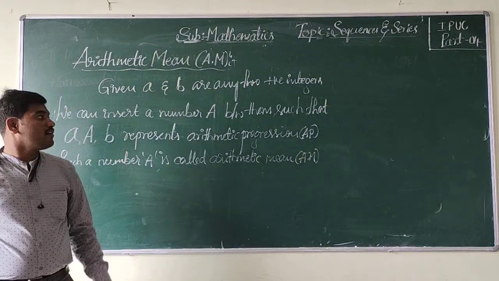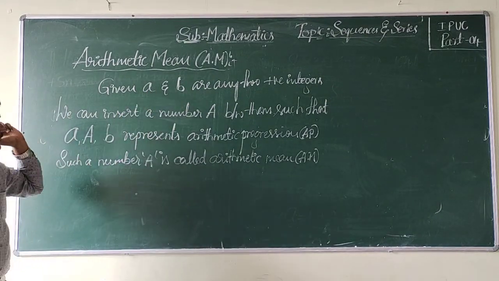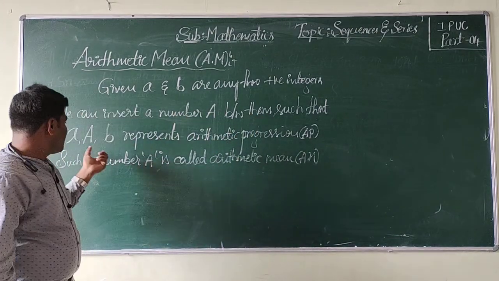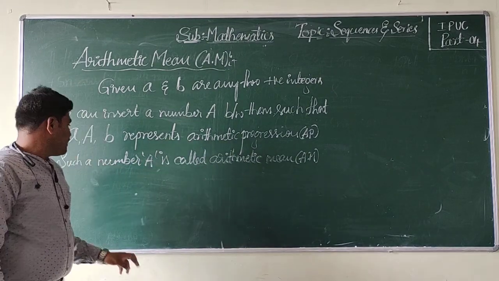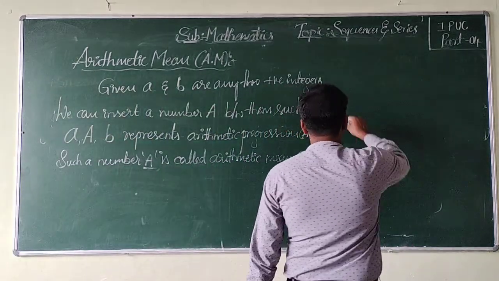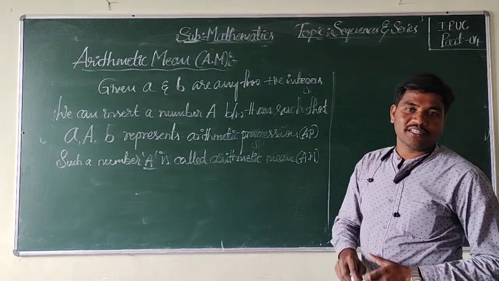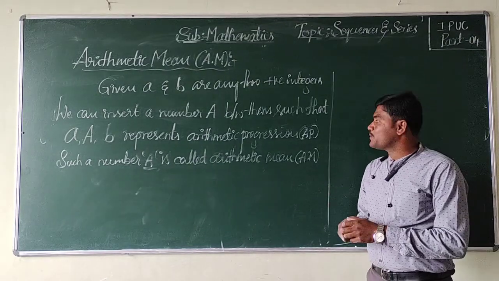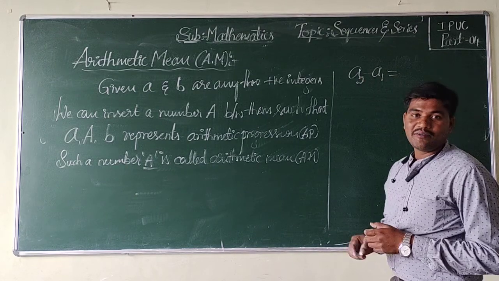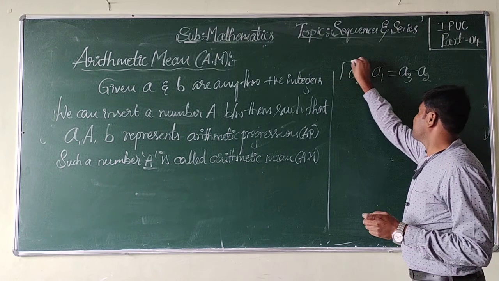See here, A and B are any two given positive numbers. You can insert another number A between them, such that A, A, B represents an arithmetic progression. Now, such a number A is known as the arithmetic mean of two positive integers. Now, what is the definition of A? You know that the definition of arithmetic progression is a sequence of numbers such that the difference between two consecutive terms is the same. The difference is written as a2 minus a1, that is the same and equal to a3 minus a2. This is the definition of AP.